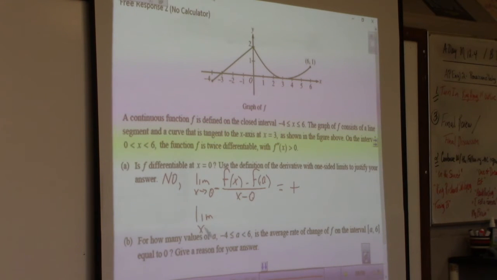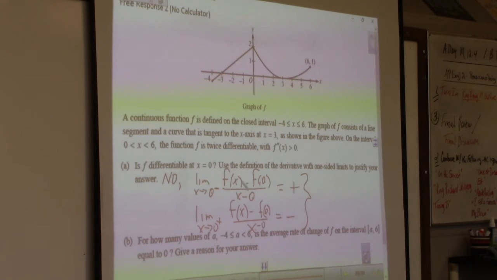So the limit as x approaches 0 from the right of f of x minus f of 0 over x minus 0. And over here, what do we know about the slope? It's negative, right? So if the slope, as we get closer and closer to 0 from the left, is positive, and the slope as we get closer and closer to 0 from the right is negative, what do we know about this limit right here? Is that limit going to exist? No. If we're approaching two different values with a limit, we know that the limit doesn't exist.